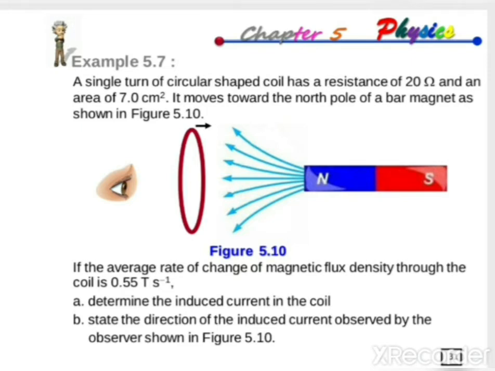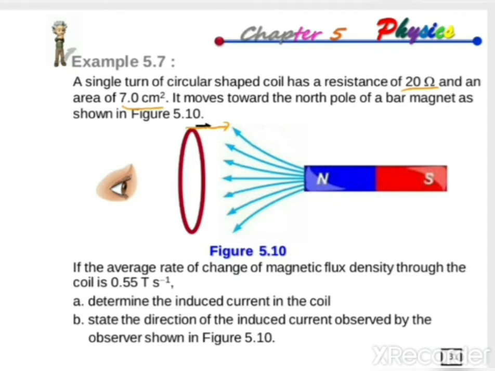Example 5.7. We have a single-turn circular coil which has a resistance of 20 ohm and an area of 7 cm². It moves toward the north pole of a bar magnet as shown in the figure. If the average rate of change of magnetic flux density through the coil is 0.55 Tesla per second, A. Determine the induced current in the coil, and B. State the direction of the induced current observed by the observer shown in figure 5.10.